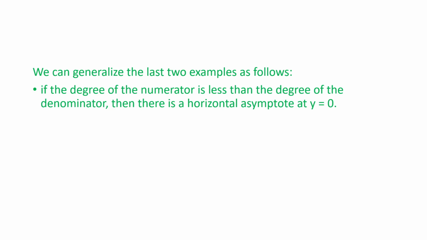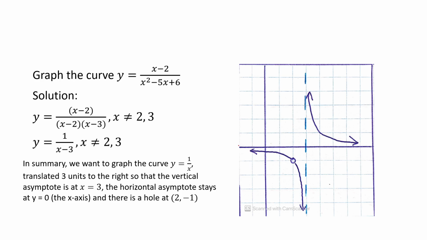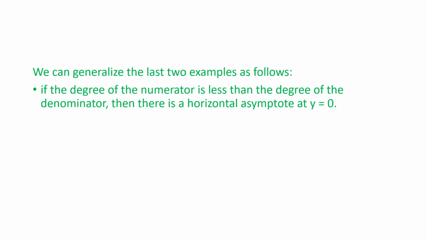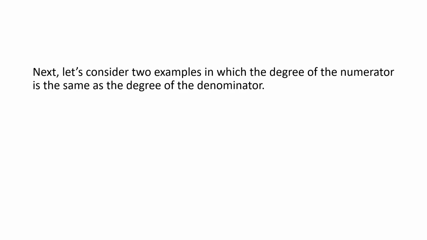And we see that in this situation as well, the similarity we want to draw to your attention right now is that we have a horizontal asymptote at y equals 0. So in the case where we had degree 0 over degree 1, we saw we had a horizontal asymptote at y equals 0. When we had degree 1 over degree 2, we saw that we had a horizontal asymptote at y equals 0. Well, we can generalize it, and this is actually a true statement. If the degree of the numerator is less than the degree of the denominator, there will be a horizontal asymptote at y equals 0.